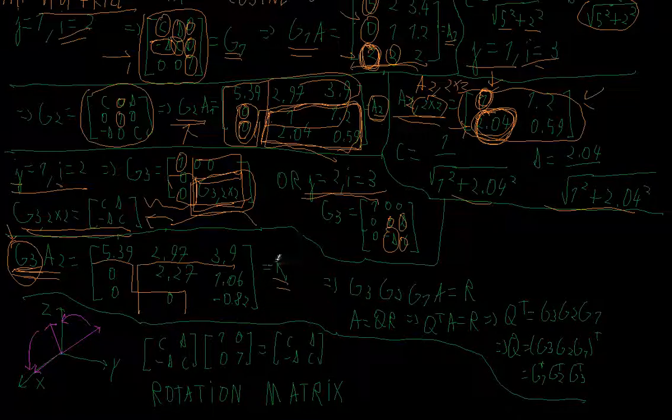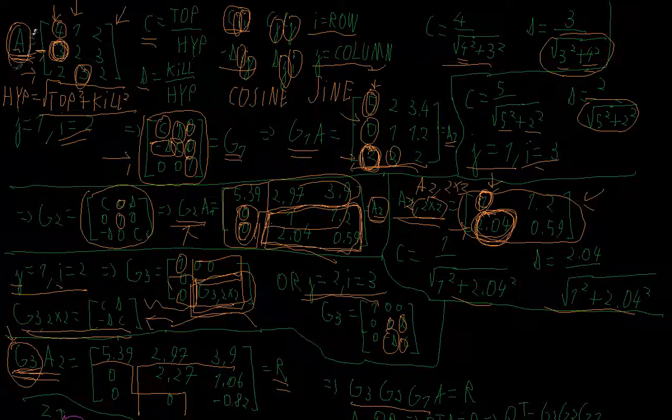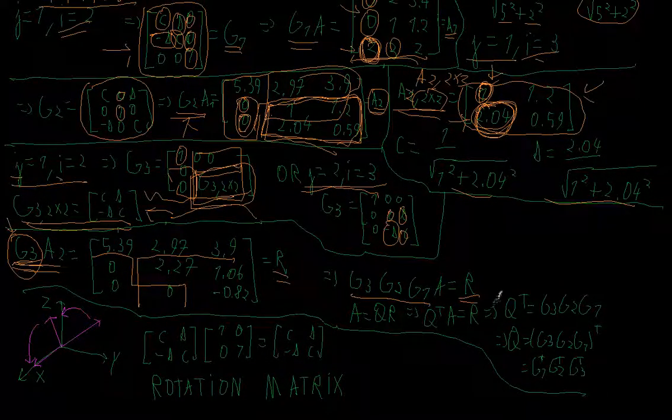And so now we know that if we apply all our Givens rotations to our original matrix, we get our upper triangular matrix R. And we also know that A is equal to QR and that Q transpose A is equal to R. Remember, because Q is orthogonal, its inverse is equal to its transpose. And so if Q transpose A is equal to R and all those Givens rotations applied to A also give R, we know that Q transpose is equal to the product of all those Givens rotations. And so we can take the transpose of everything. So Q is equal to the transpose of the product of those Givens rotations.